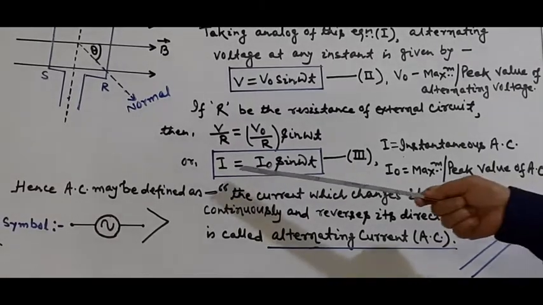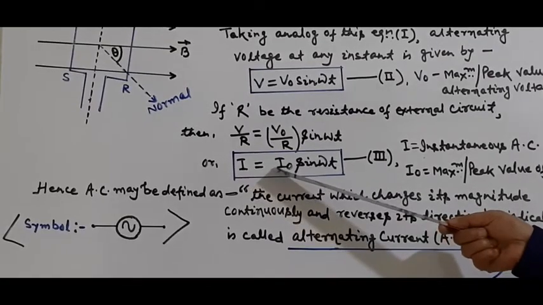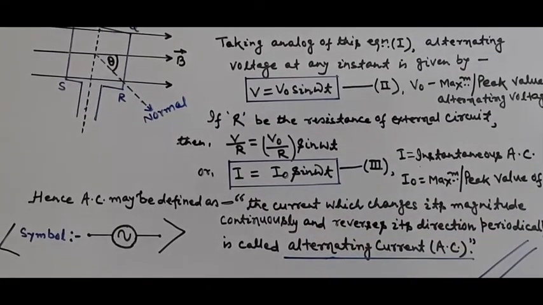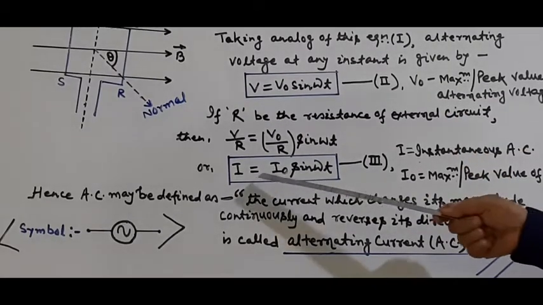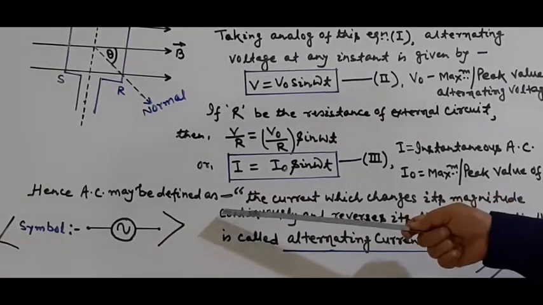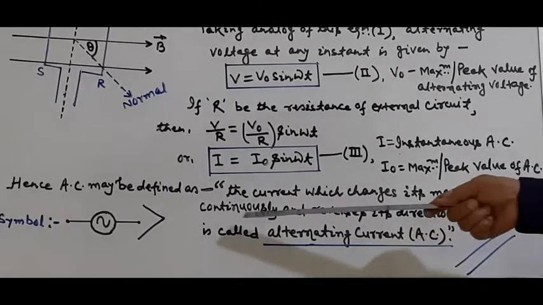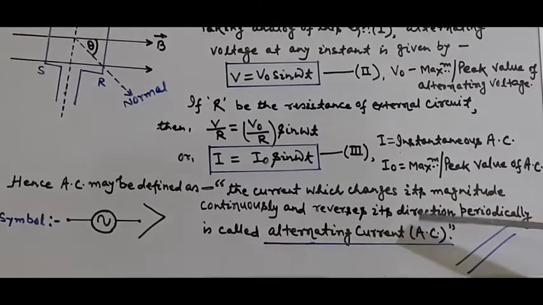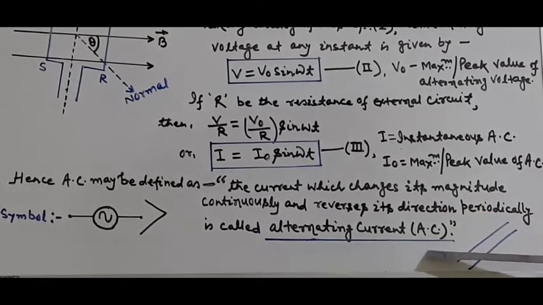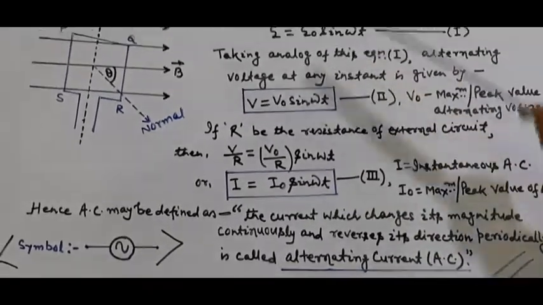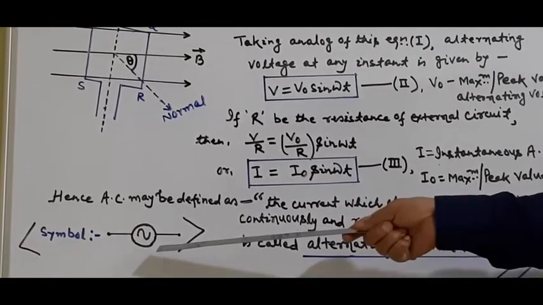Why? Because when the current is set up in the external circuit, this current also changes its magnitude continuously and reverses direction periodically, just like the alternating voltage. Hence, alternating current may be defined as the current which changes its magnitude continuously and reverses its direction periodically. This is our topic today, alternating current, and this is the symbol for our alternating current.